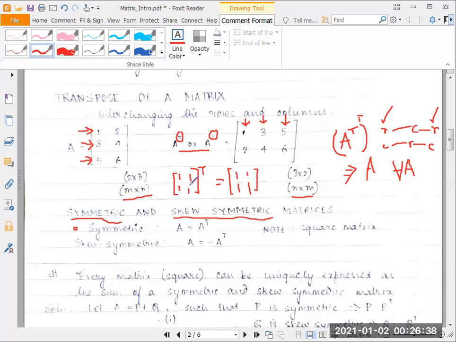Now look at these two matrices. Aren't they the same essentially? That is what I essentially mean when I talk about a symmetric matrix. That is, when I transpose the matrix, it does not change the structure of the matrix essentially. The matrix remains the same. This is what we call a symmetric matrix.